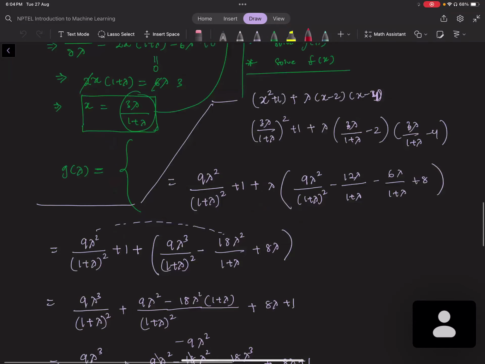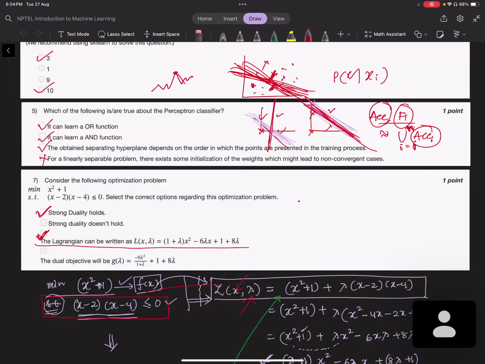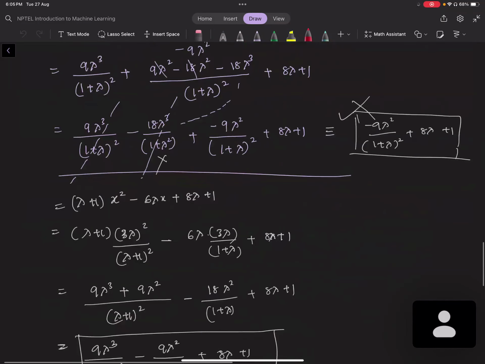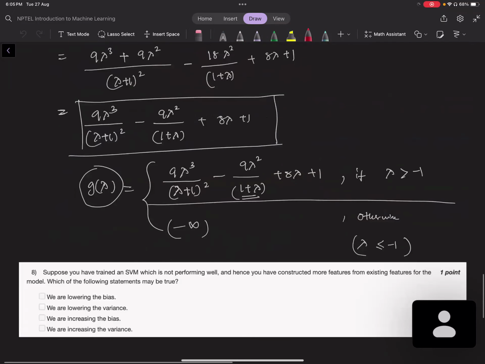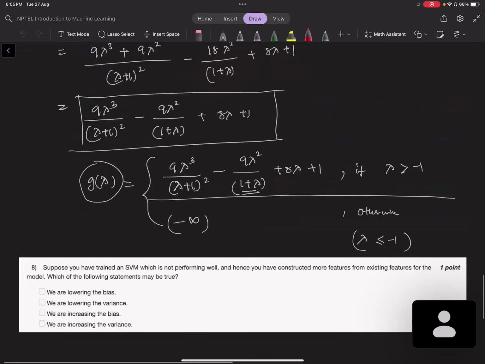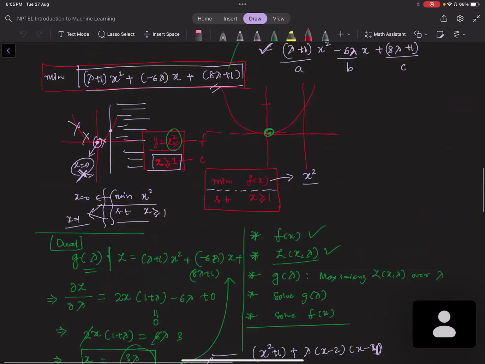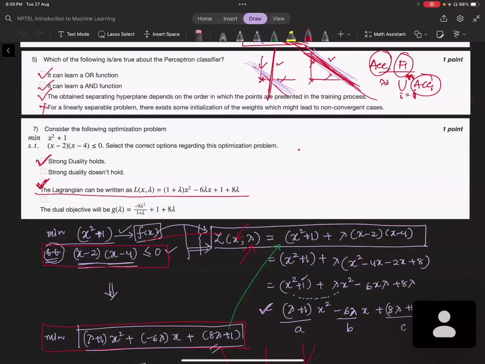Last week I was solving this question regarding the SVM, I guess. It didn't give us the correct options, but it turns out that we forgot to cancel one term here. That's why it didn't quite work out. So I'll just try to redo that. So, question number 7 from last class.